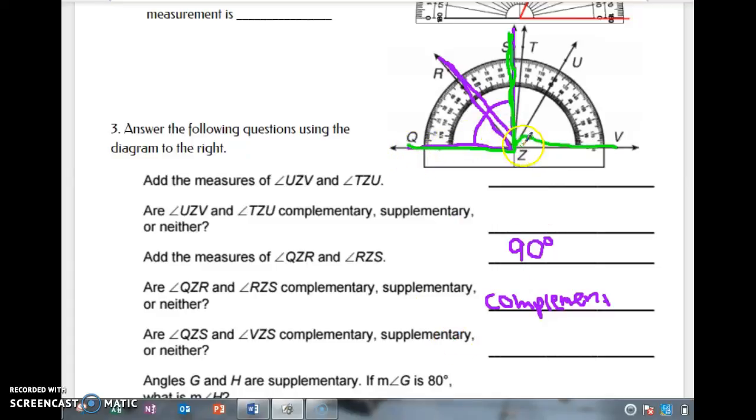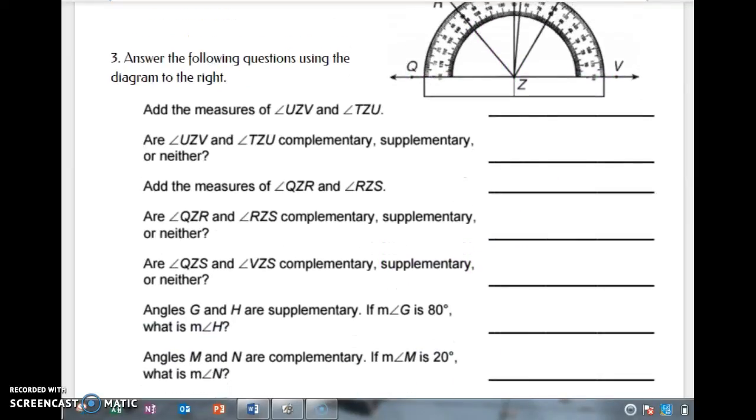And we already said that QZS was 90 degrees. So that means that if I add 90 degrees and 90 degrees, those should both add up to equal 180 degrees, which would also tell you that that is a supplementary angle. So you would put supplementary. So now that you've answered all of those questions, you can move down to question 6 and 7.